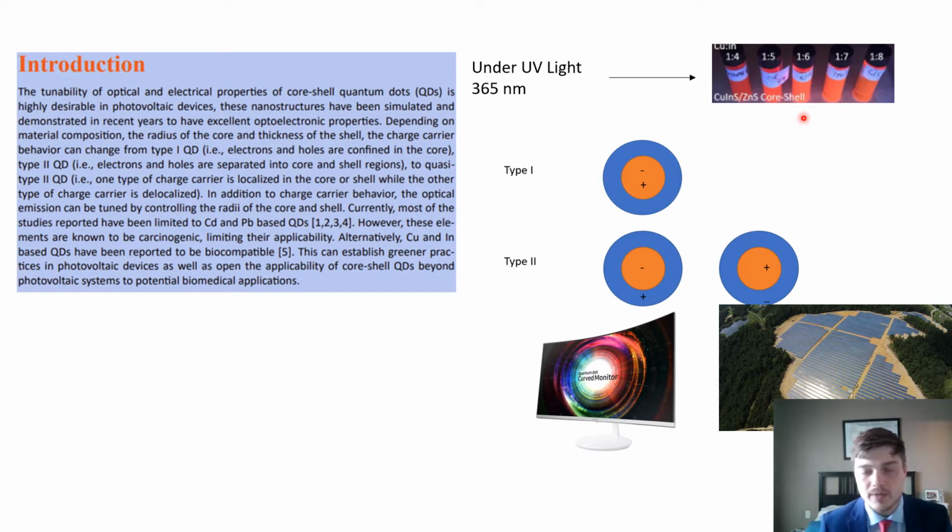A little fun fact about a quantum dot is that the size of the quantum dot determines what color it'll emit. A large quantum dot will appear to be more red, whereas a smaller quantum dot will appear to be more blue.